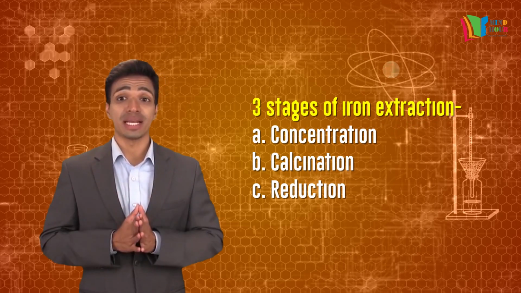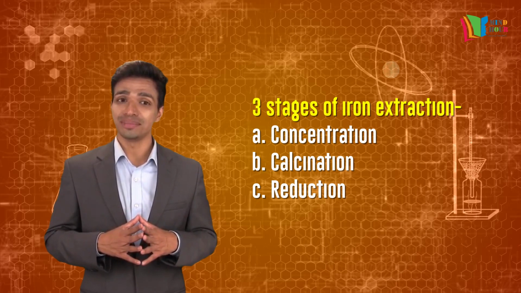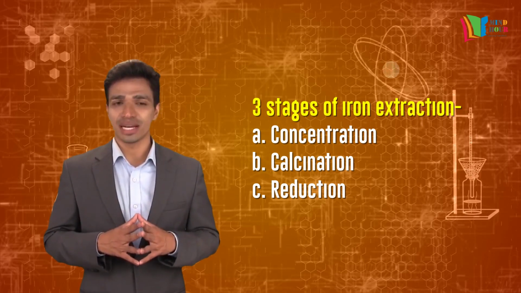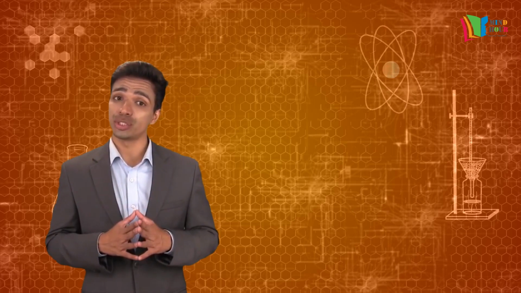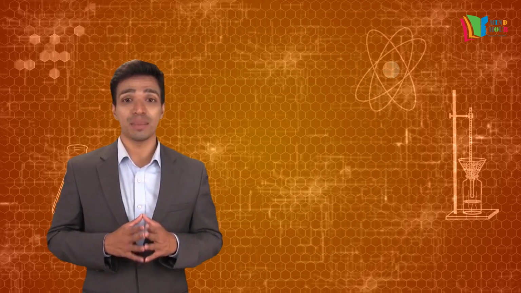The extraction of iron from its ores involves three steps: concentration, calcination, and reduction. Hematite is concentrated by hydraulic washing or gravity separation, while magnetite is concentrated by magnetic separation. The concentrated ore is then subjected to calcination.